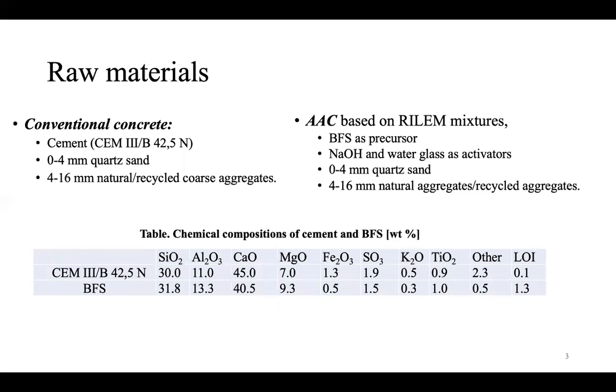Raw materials. Conventional concrete was prepared with cement, sand, natural or recycled aggregates, while alkali-activated concrete was prepared based on two mixtures, with BFS as precursor, sodium hydroxide and water glass as activators, sand, and natural or recycled aggregates.